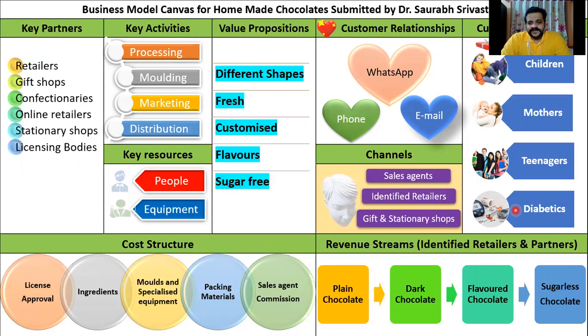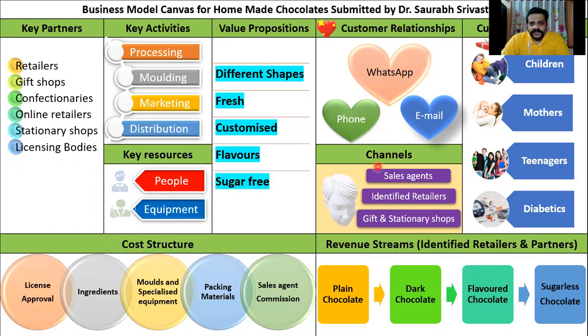Now, coming to the next thing, we have the customer relationships. What I have planned is I'll be maintaining the relationship with the help of WhatsApp, phone, and email. At present, these are the most appropriate and suitable methods by the help of which I will interact with them and try to maintain the relationships as well.